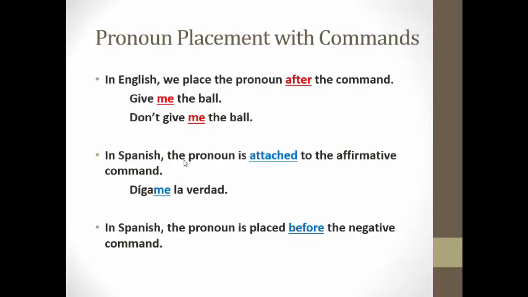Okay, so it's going to be the opposite when you're doing a negative command. Okay, so if you've got a pronoun with a negative command, your pronoun is placed before the negative command. No me diga la verdad.